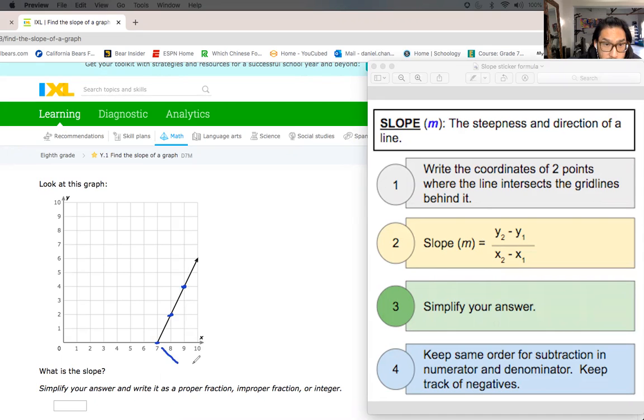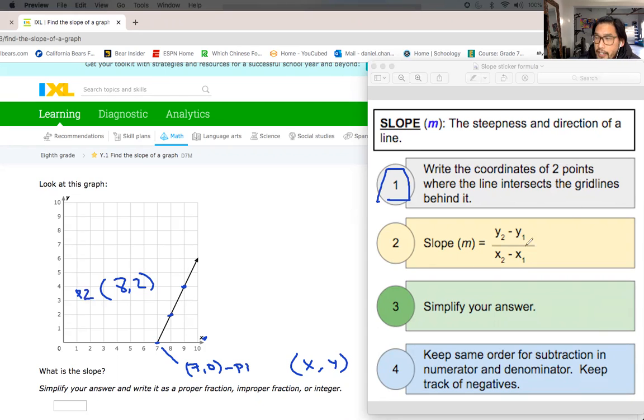So this is 7, 0. Okay, remember, it's always x, y when you're doing coordinates. 7 across on the x, 0 on the y. And then my next point is at 8, 2. So step 1, taken care of. I wrote the coordinates of 2 points where the line intersects the grid lines behind it. And I'll call this point 1. And I'll call this point 2, P2.